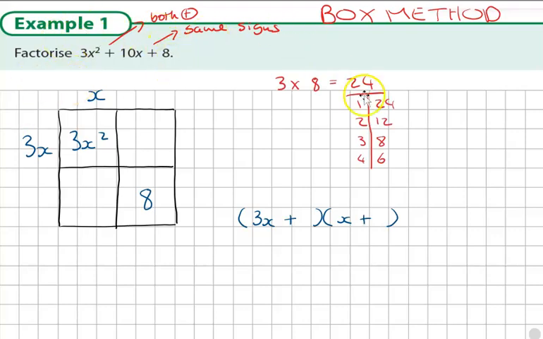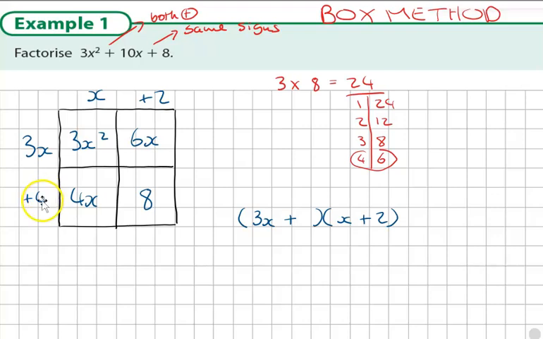3 times 8 is 24, so I still get the factors of 24. And I'm going to choose 4 and 6 because 4x plus 6x give me 10x. So I put 4x and 6x into the boxes. Doesn't matter which way. And then I say, well, 6x divided by 3x is 2. So 2 is going to go in the last part of the bracket because I've got x plus 2 up here. So x plus 2 will be in the second bracket.